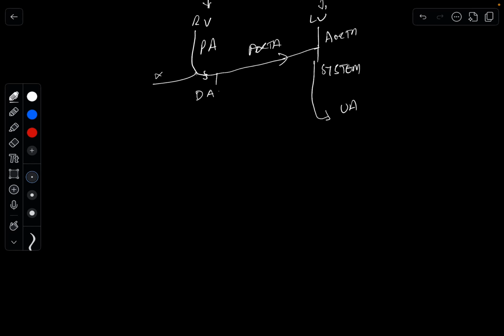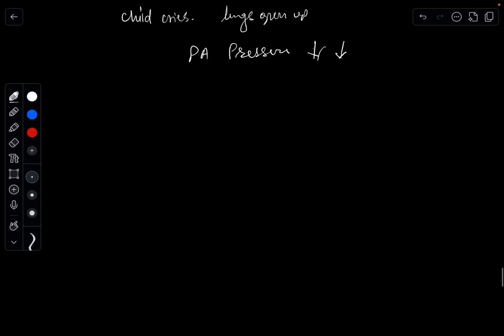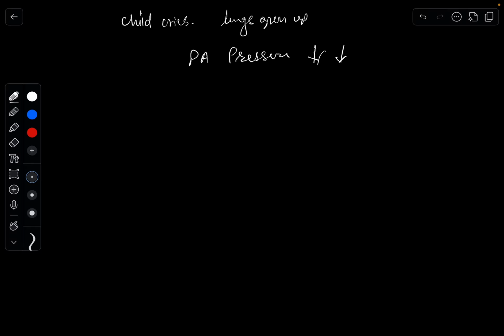What happens when there is birth and then there is the first cry? As soon as the child cries, lungs open up. Pulmonary arterial pressure decreases significantly. As soon as the pulmonary artery pressure decreases, the right atrial pressure decreases, the left atrial pressure increases, right.